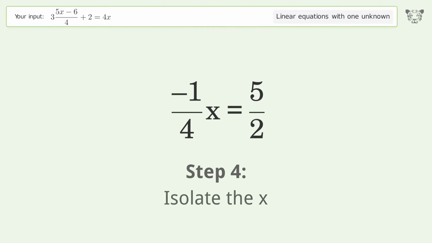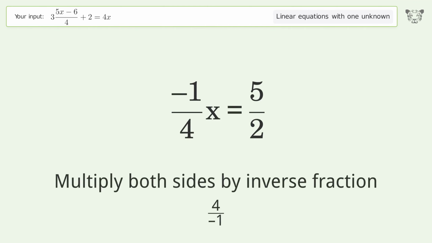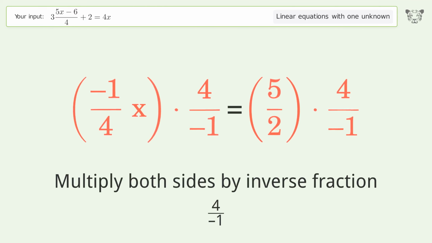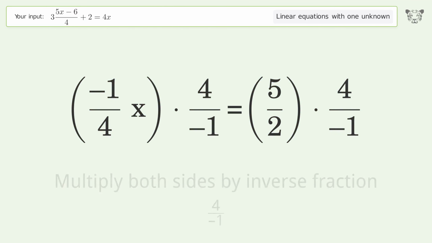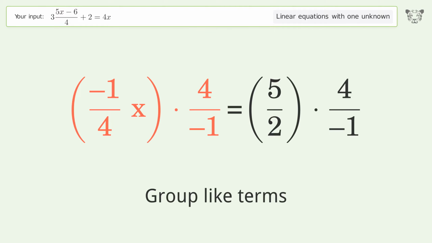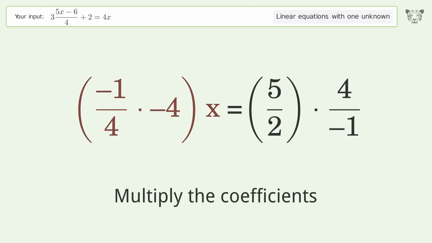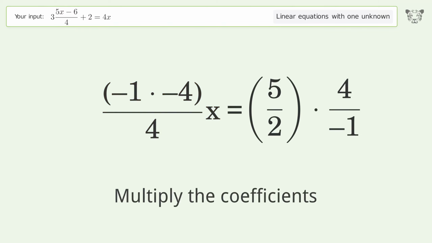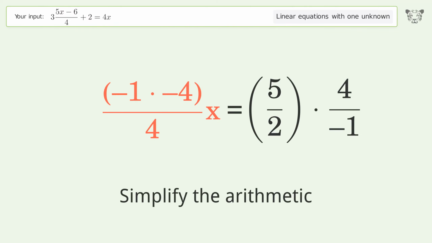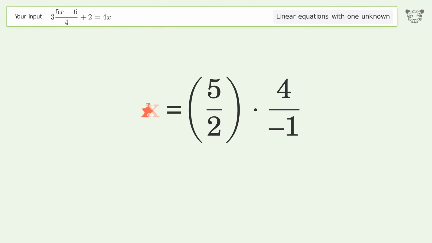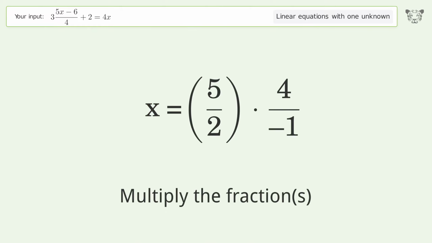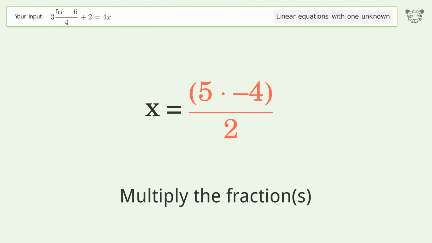Isolate the x. Multiply both sides by the inverse fraction 4/-1. Group like terms. Multiply the coefficients. Simplify the arithmetic. Multiply the fractions. Simplify the arithmetic.